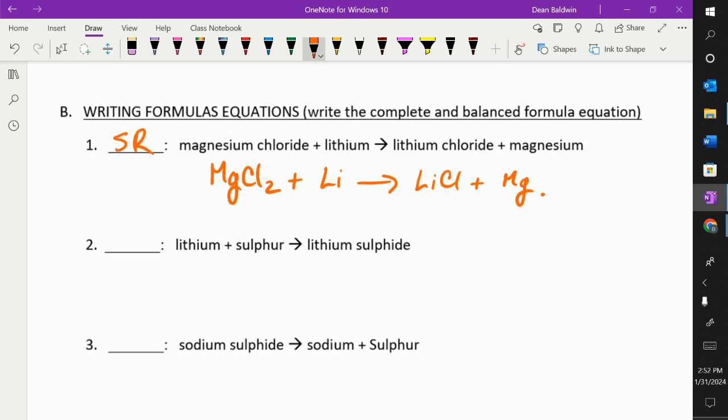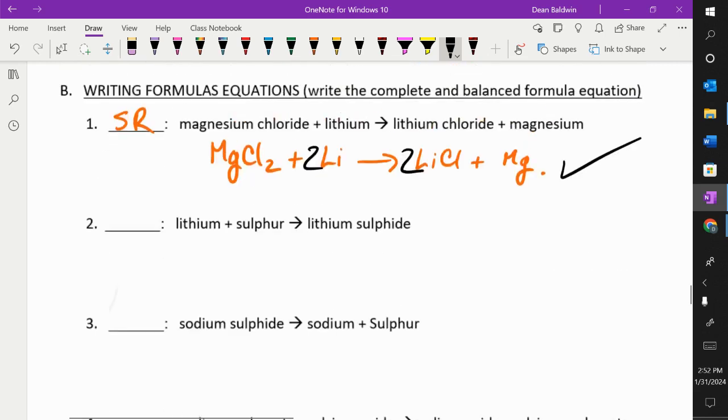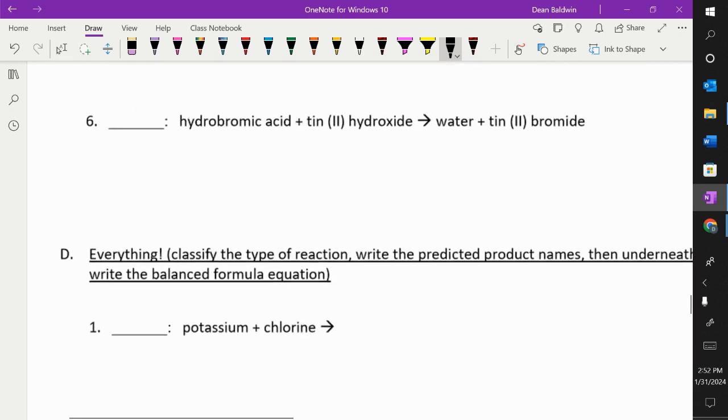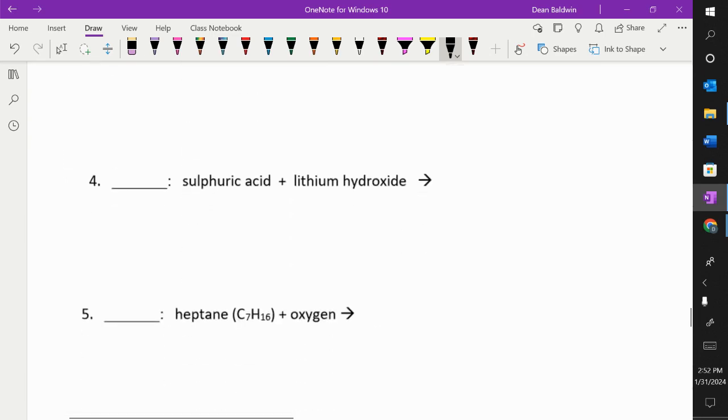Single replacement. If you have a pure element that kicks out another element, you get one other element back. It's always single replacement. What do I have to do before I can leave this question behind? Balance it. How do I do that? Let's put a 2 there and a 2 there. Balanced and single replacement. Check. That's what you're going to do for these. I need you to do them. You're going to do it for those, and then you're going to go on to those.